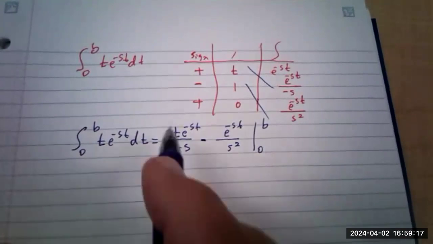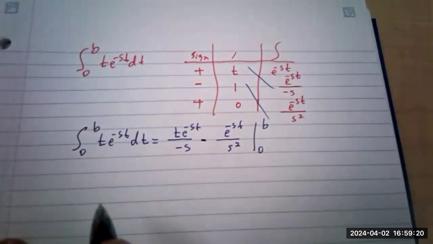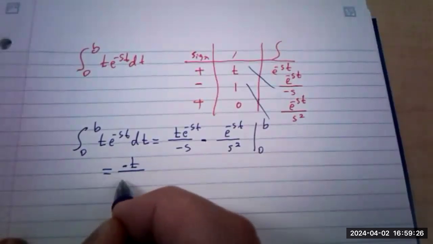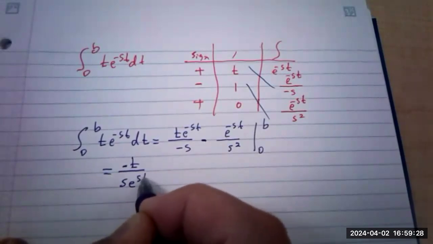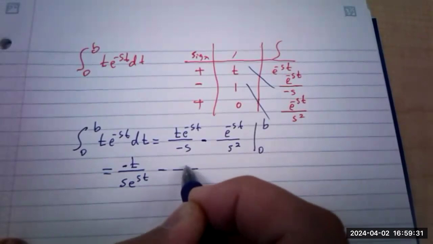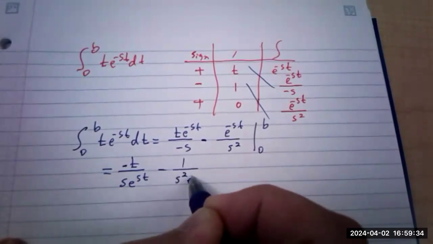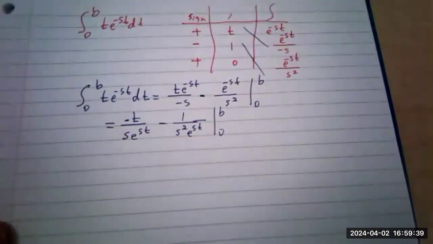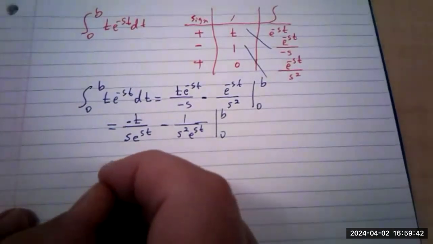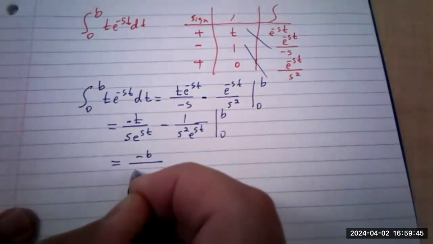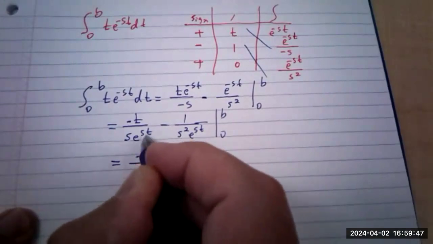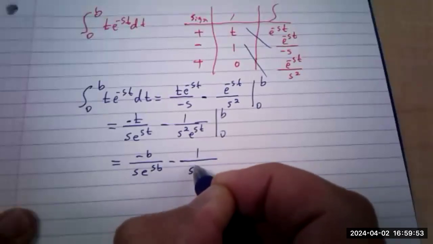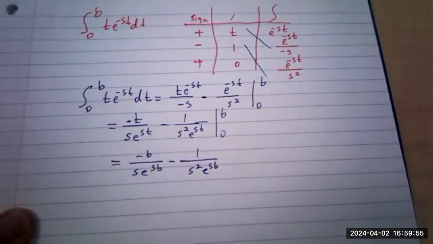Okay, again, put this exponential part down and then take care of it. So it's going to be equal to, I put it in this format, negative t over s e to the negative st, minus 1 over s squared e to the negative st, going from 0 to b. Okay, replace t by b. So that gives me negative b over s e to the negative sb, minus 1 over s squared e to the negative sb.